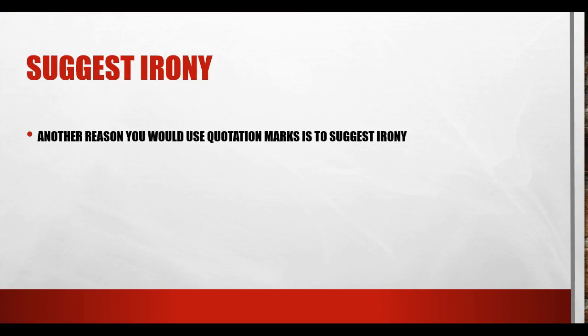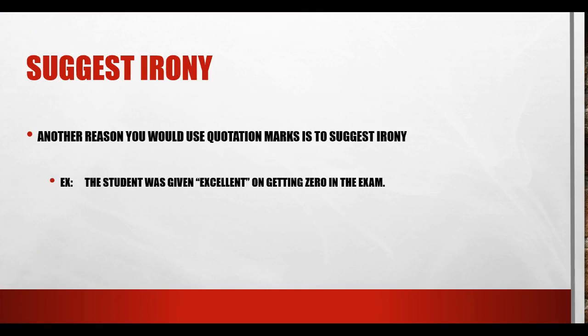Another reason you would use quotation marks is to suggest irony. For example, the student was given "excellent" on getting 0 in the exam. Quotation marks also serve as a means of disassociation, especially in professions like journalism where you wish to avoid taking sides on an issue or making editorial comments.